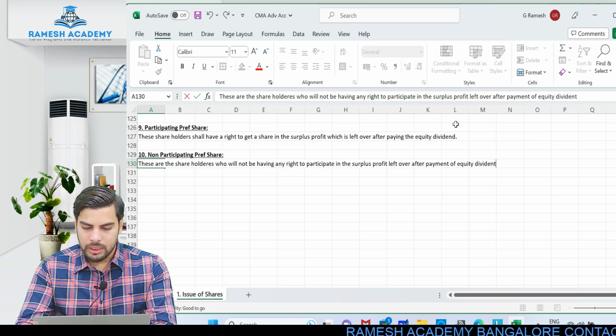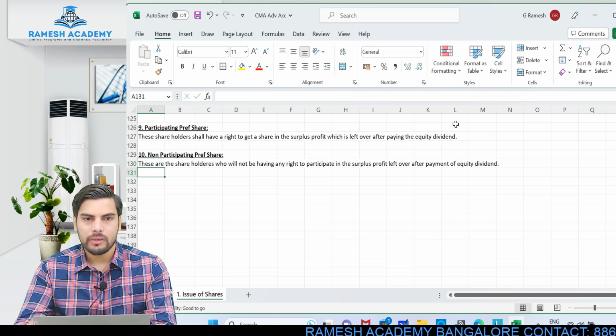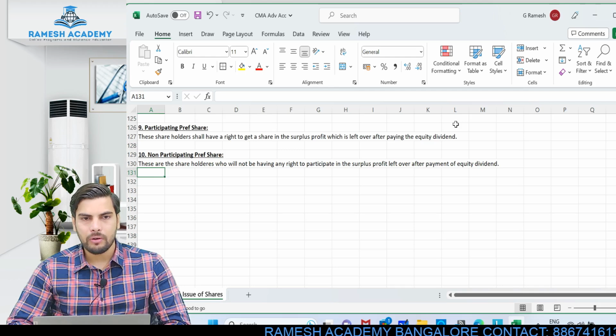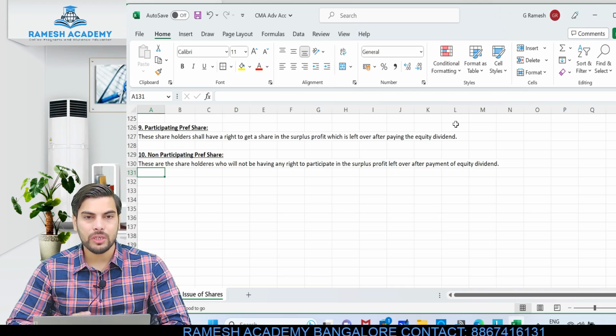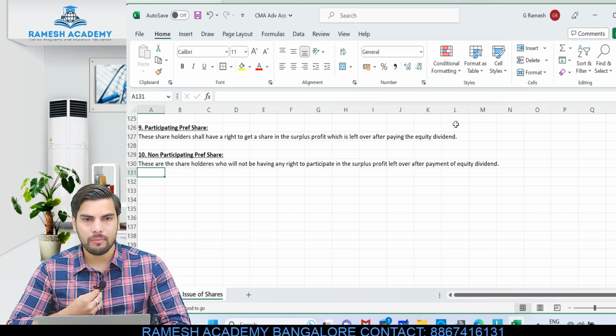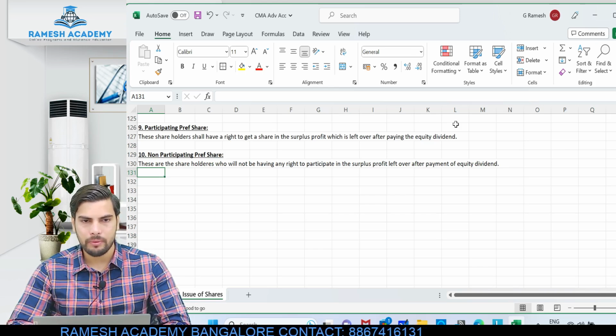See, to the equity shareholders we will be paying the amount at the end, right? So even after making the payment of equity dividend, if there is still some surplus amount left over, and preference shareholders get a right to a share from that, those people will be treated as participating preference shareholders.